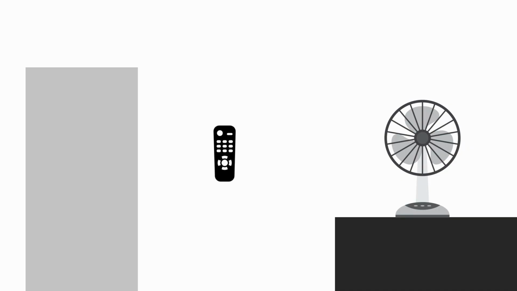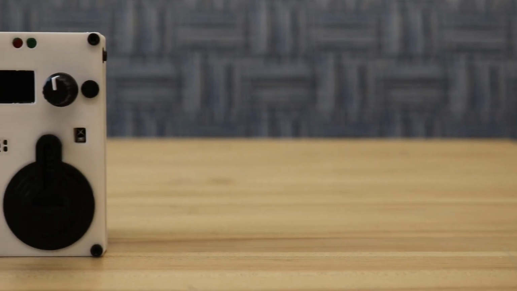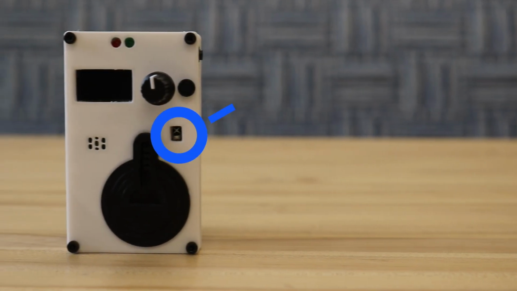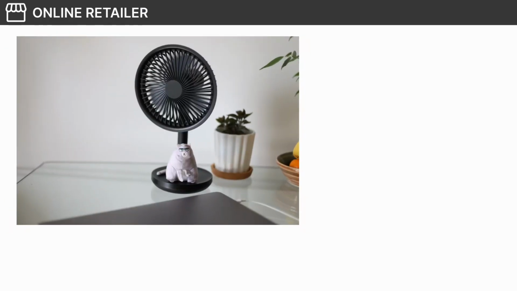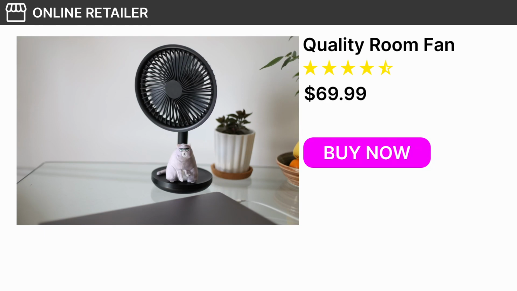ANYSTAT works by pretending to be your fan's remote control, sending signals to turn on when the room gets too hot and off when the temperature cools down. It's done with an IR receiver module on board, which is the most common type of remote control on the market. If you happen to not own an IR-enabled fan, a quality unit will only set you back about $70.